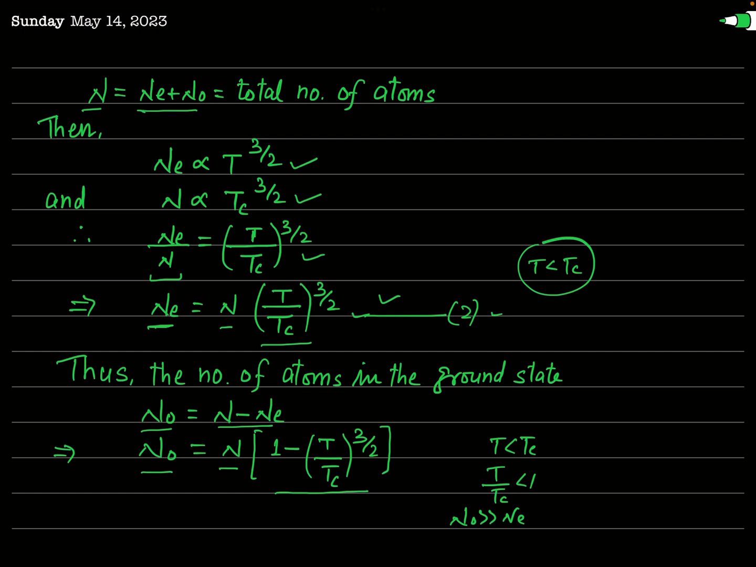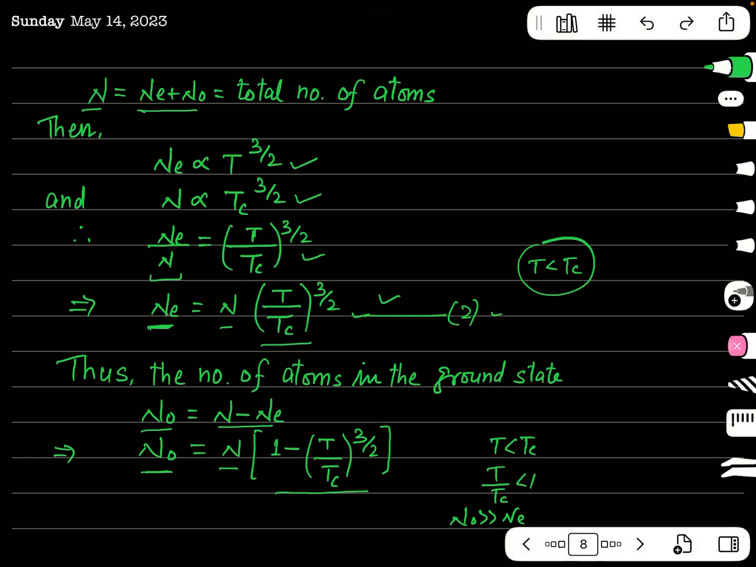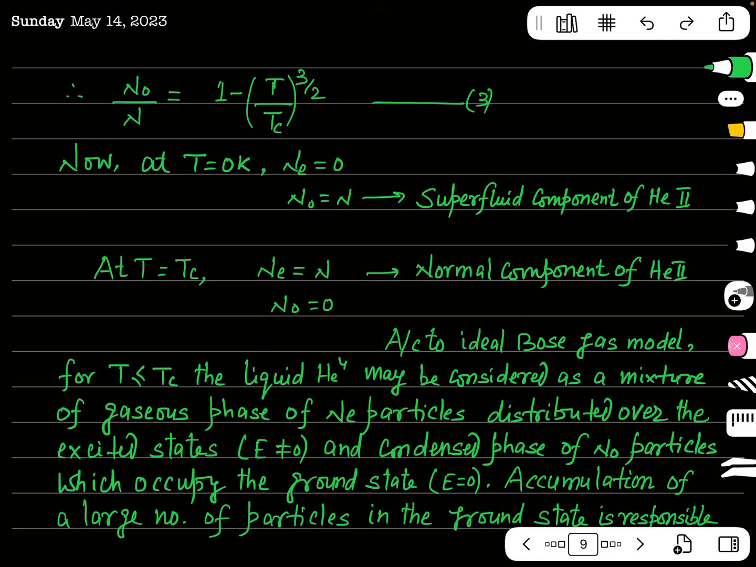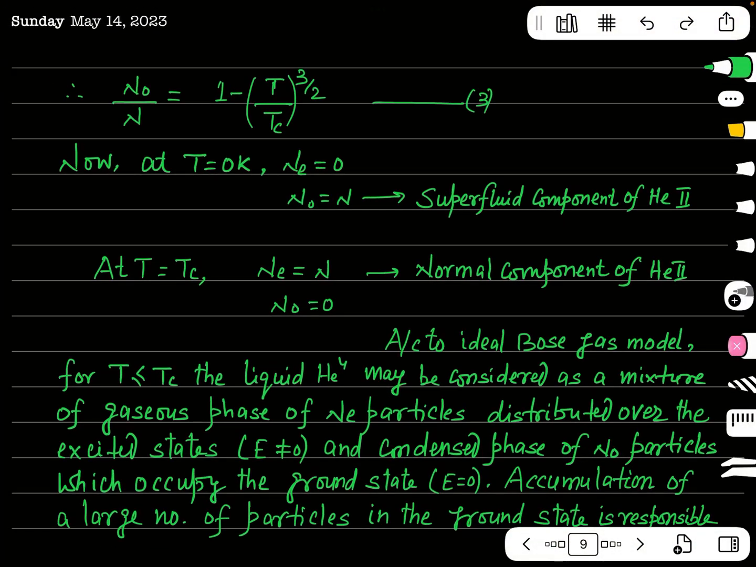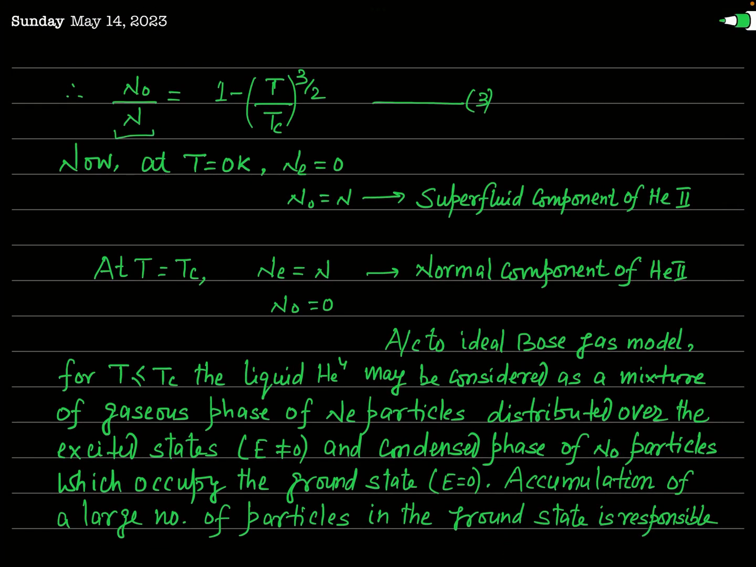Okay. Now you can see that this Ne depends on T, and this N0 also depends on T. So let us take what will be the values of N0 and Ne when the temperature is T equal to 0 Kelvin. You can easily find these values from the result which we have just obtained. Okay, so you can see N0 by N is equal to 1 minus T by Tc, whole to the power 3 by 2.